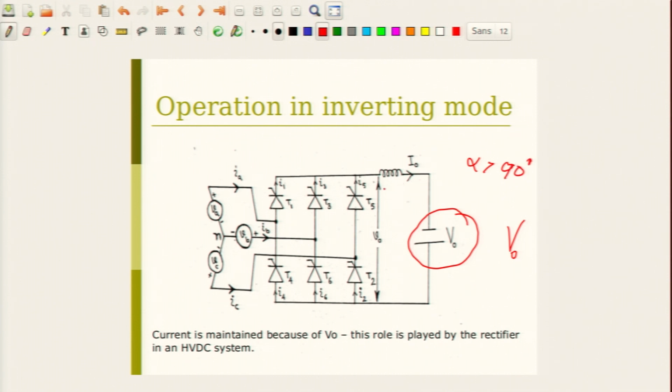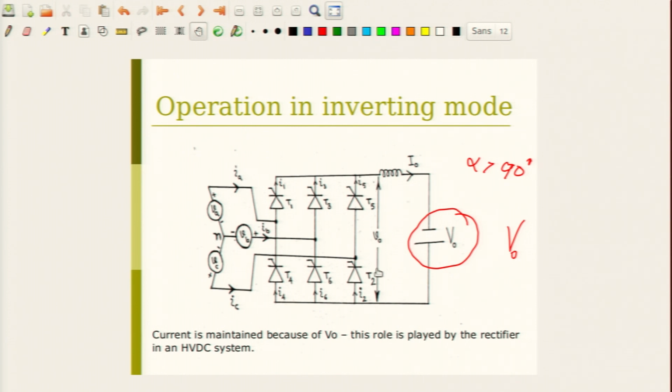So, the only way you can have current flow in this direction and V naught being negative is to have another source connected in this direction. You can have steady state operation with VDC negative only if you have another source which still keeps the current flowing in this direction, and the polarity of this source should be as shown here. This is called inversion operation. Inversion, because the current direction is like this and VDC can be negative if alpha is greater than 90.